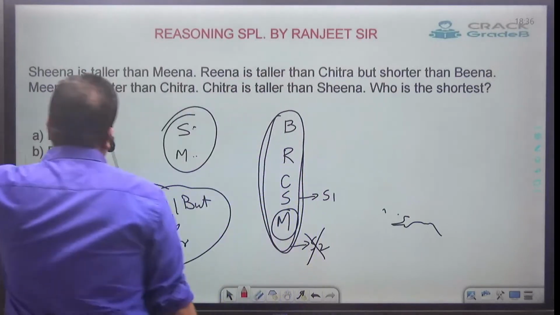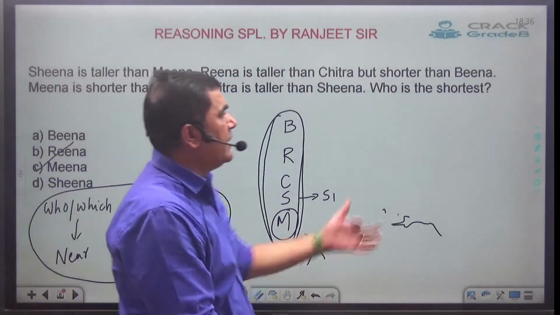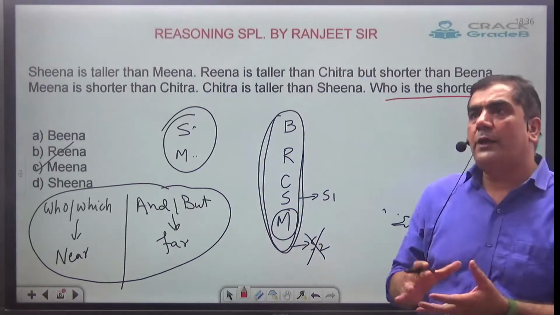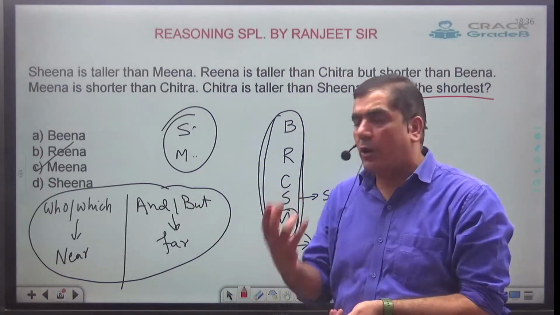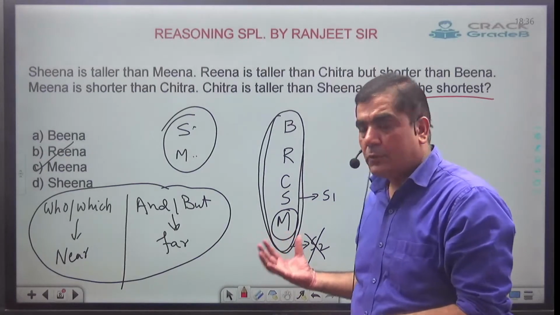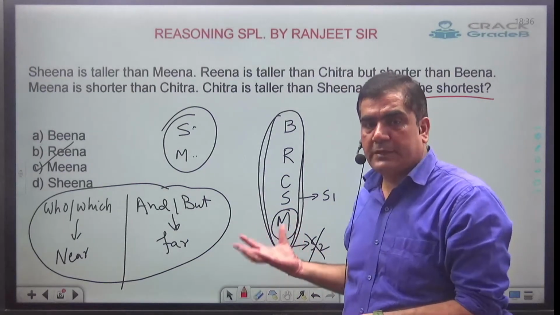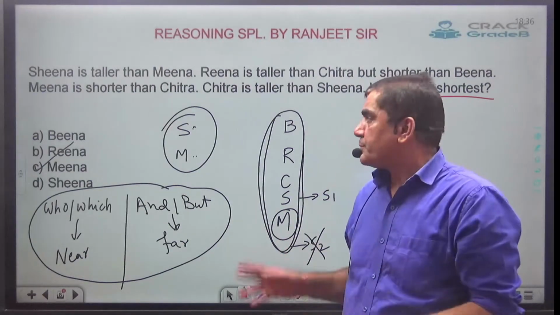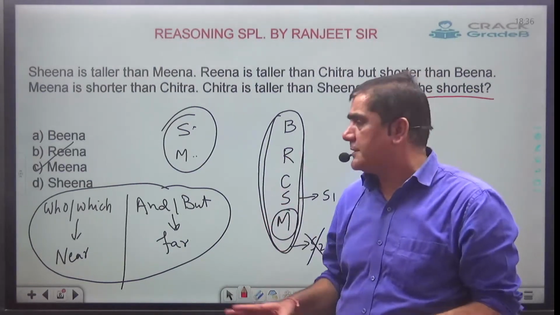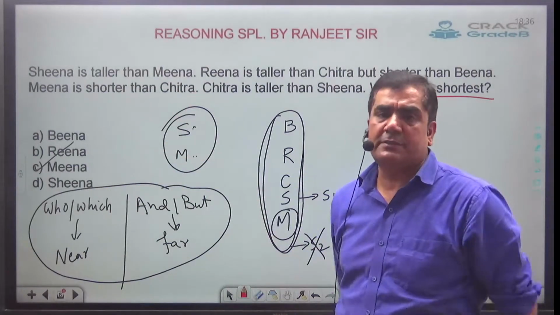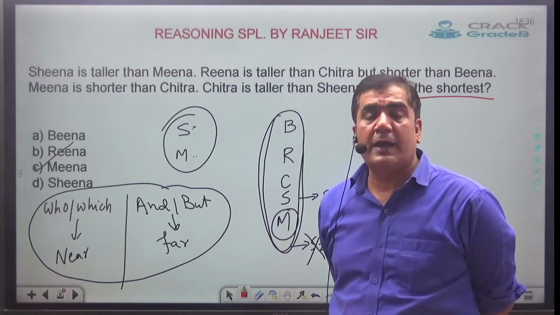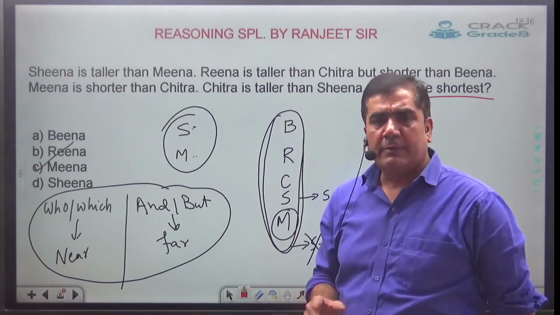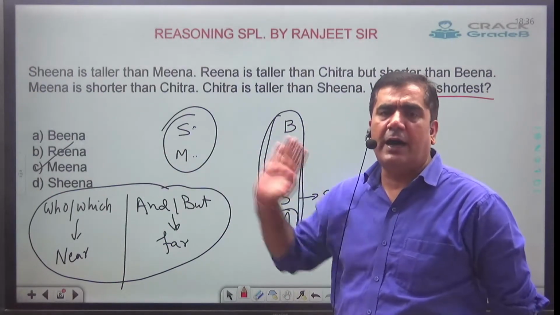See here, read the question first. The question is, who is the shortest? So I am looking for the person who comes at the bottom. Shortest means bottom. Now, here the question is who is the shortest, and these are the four possible answers they have given. Out of these four, one must be the answer, very obviously. Clear?